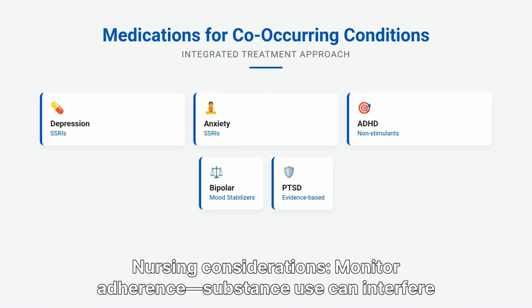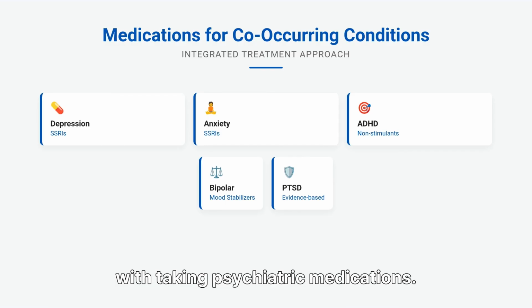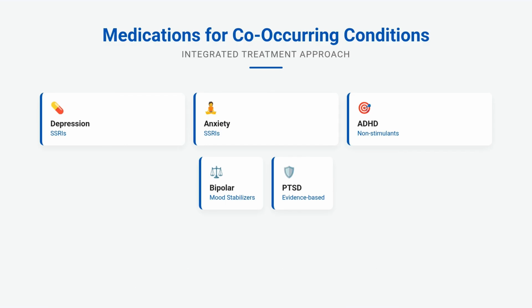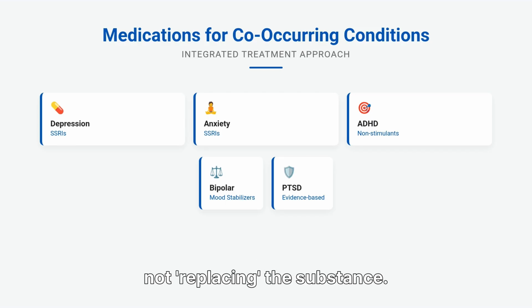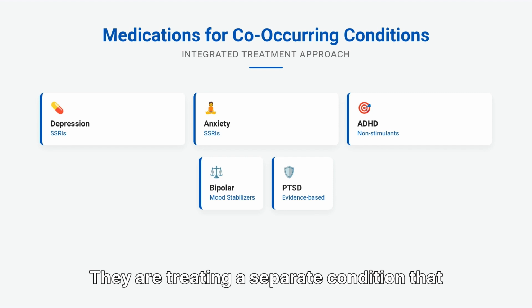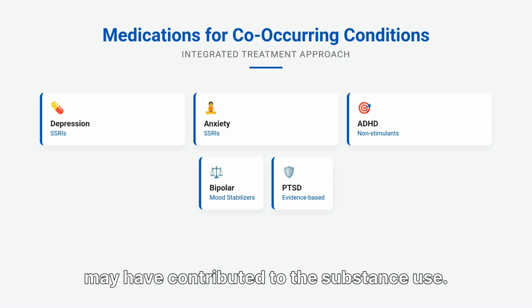Nursing considerations: monitor adherence. Substance use can interfere with taking psychiatric medications. Assess for medication interactions. Patient education: explain that psychiatric medications are not replacing the substance. They are treating a separate condition that may have contributed to the substance use.